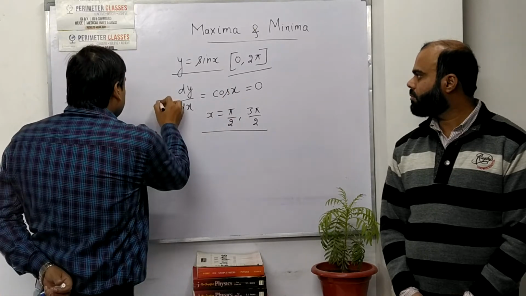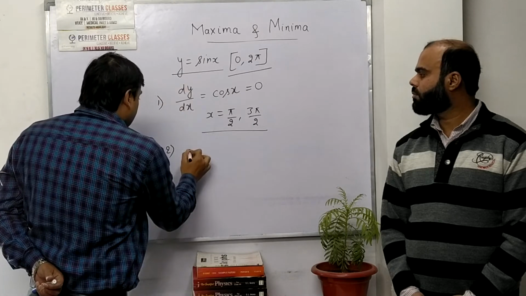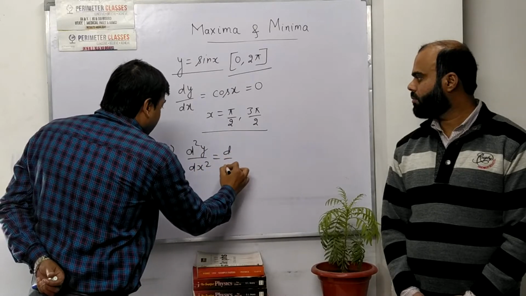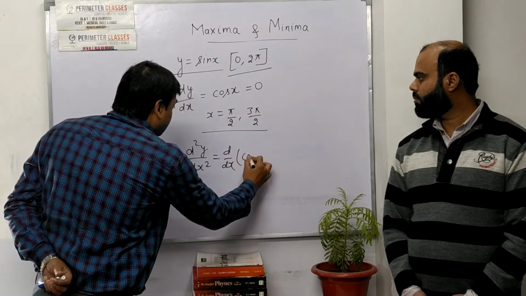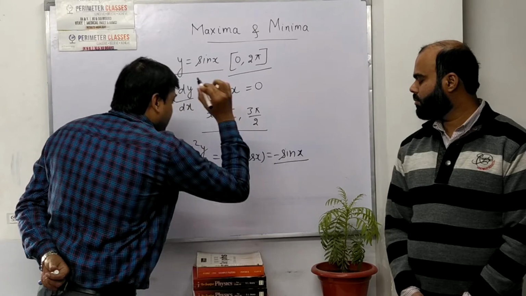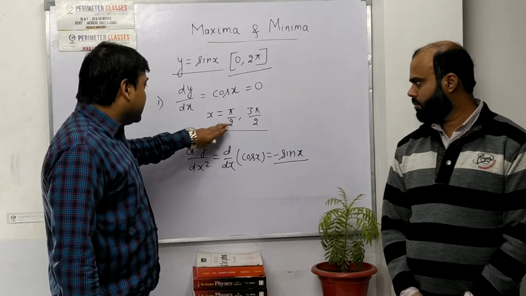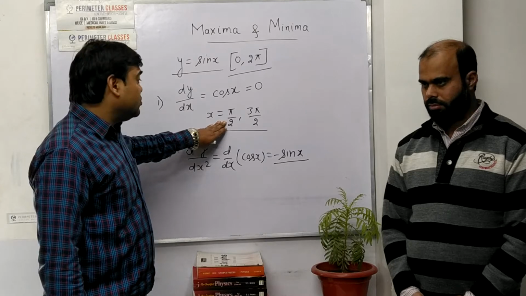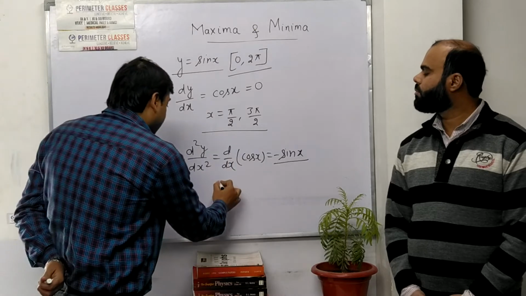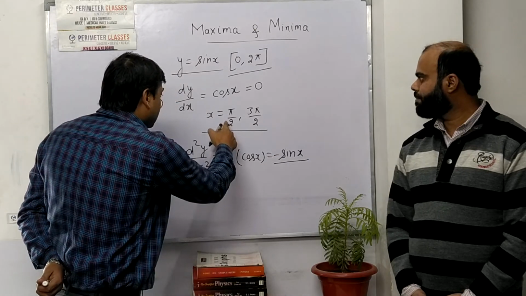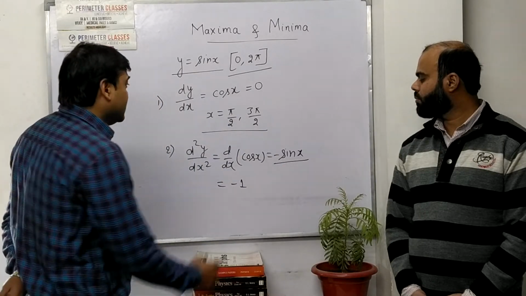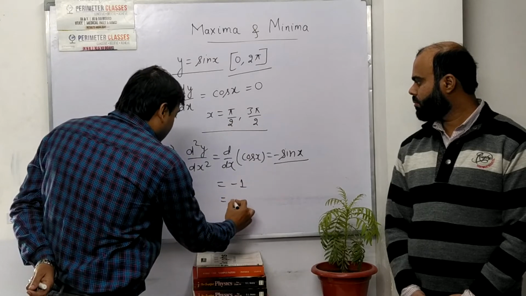Now the second step was to double differentiate this function, or we can write it as d2y upon dx square, and this is dy by dx of cos x, and this will give us minus sin x. Whether the function is maximum at pi by 2 or minimum at pi by 2, or maximum at 3 pi by 2 or minimum at 3 pi by 2, can only be solved if we put this value of x in the equation. So when we put x is equal to pi by 2, we will get minus sin pi by 2, which is minus 1. When we put x is equal to 3 pi by 2, we will get plus 1.